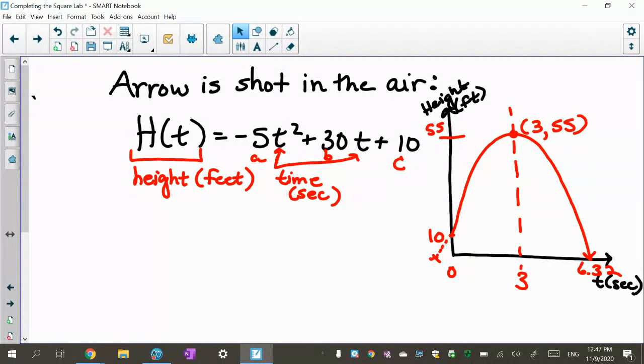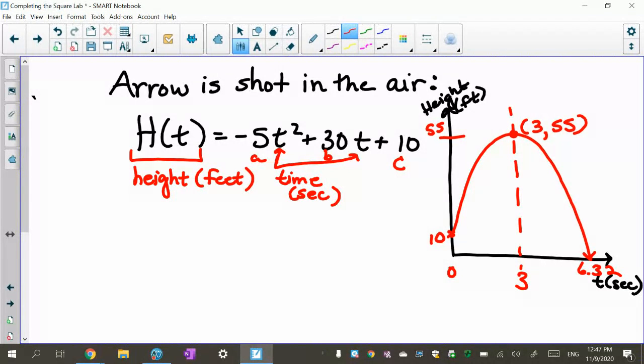I did a quick sketch over here, and there are a couple of things I want you to notice. One is, notice that I started at a 10. The reason is that if I put a 0 in for the time, like when I first started, I'd get a 10. So this makes sense. I shot the arrow at 10, and it's going to come up and come down.